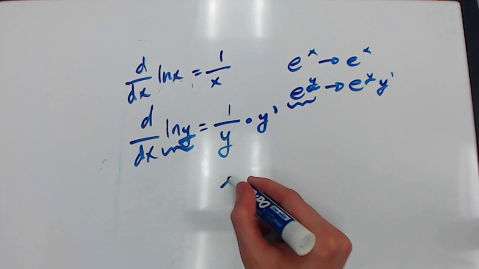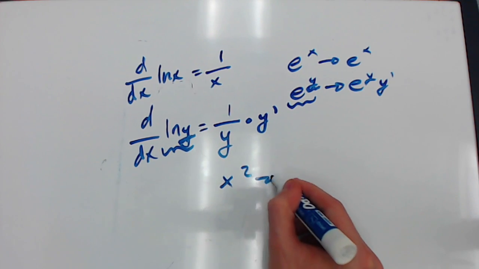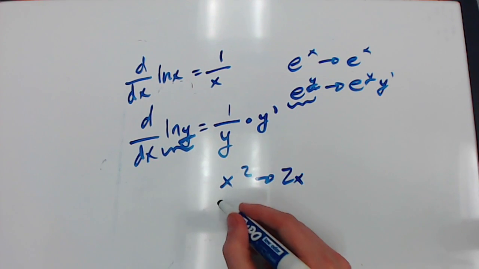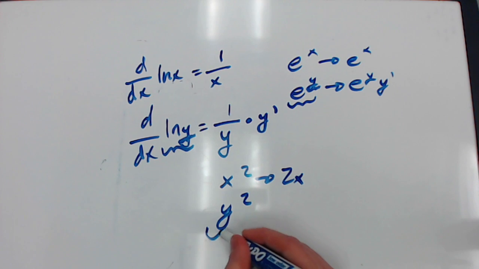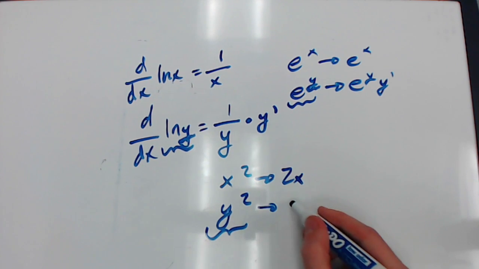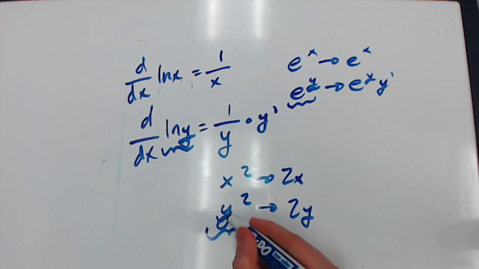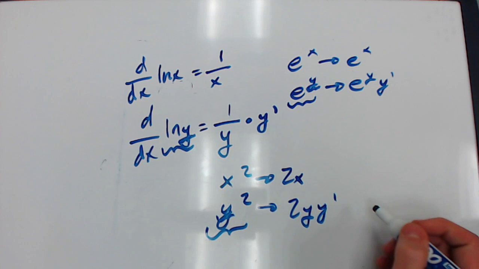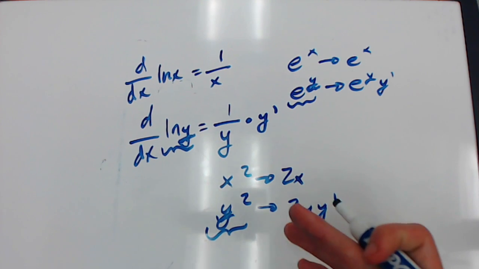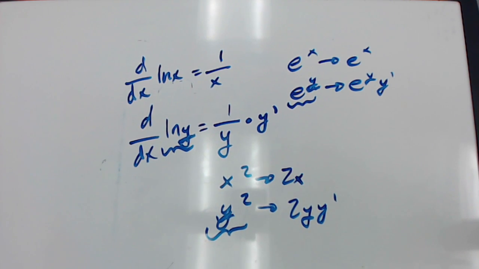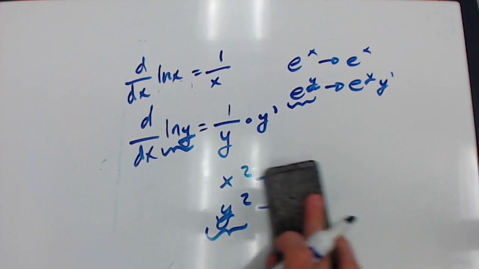Same goes for x squared, which we know goes to 2x, whereas for y squared, derivative of the outside, we get 2y times the derivative of the inside, which is y prime. So hopefully you're noticing a pattern, and it's that no matter what you're doing with y, you're going to have to use some chain rule. So let's go ahead and look at the original examples that we had up.